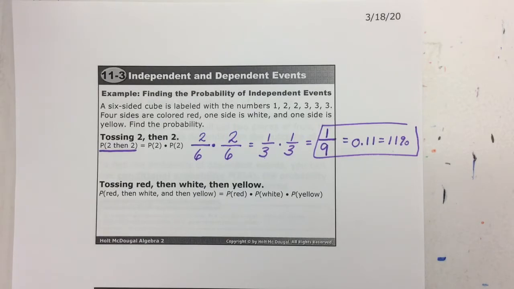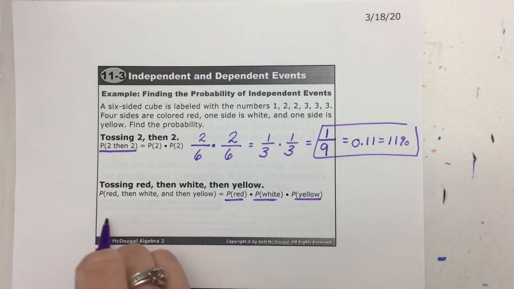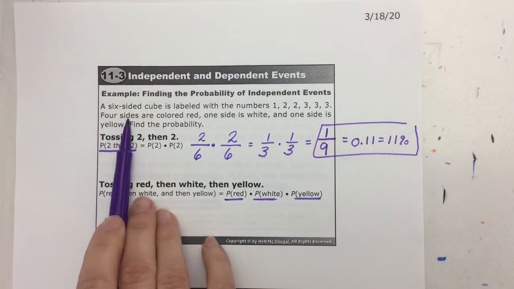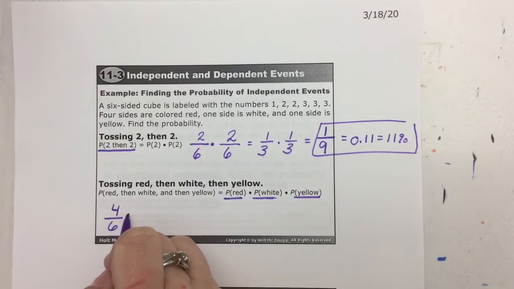Pick it up. Then you roll it again. What's the chance of yellow? So notice here, we are actually dealing with 3 different fractions. Again, the number cube has 6 sides. How many of them are red? Well, it says 4 sides are colored red. So that's 4 out of 6.